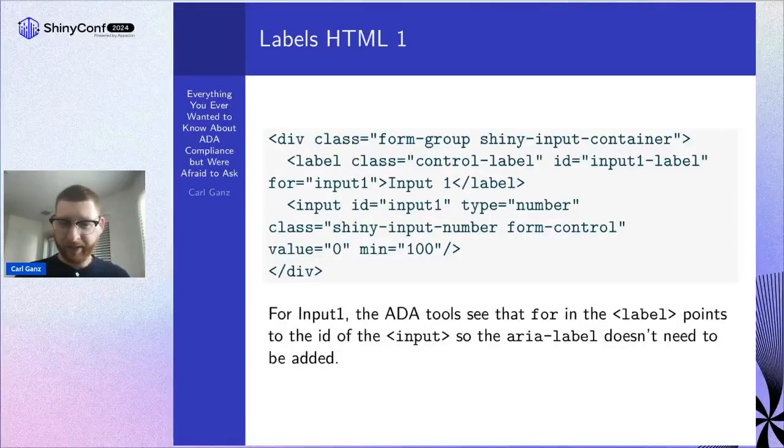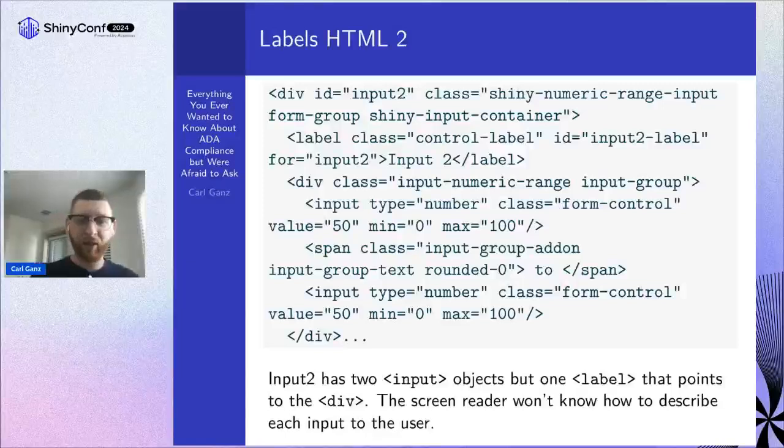For this first one, the default Shiny input does have the metadata that we need by default. You'll see that we have at the top this label element, and it has a for parameter with an ID as the value that points to the ID of the input below it. The ADA tools are smart enough here to put two and two together. They can see that the label is associated with the input because of this for pointing to the ID, and it will set the aria label to that value inside the label object automatically. So we don't have to go in here and manually specify an aria label. This will just work.